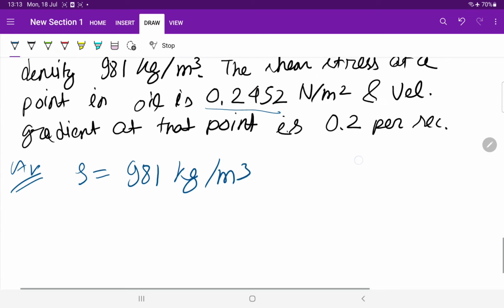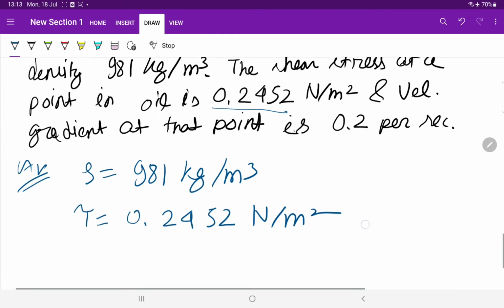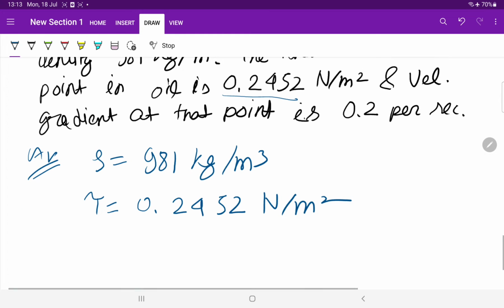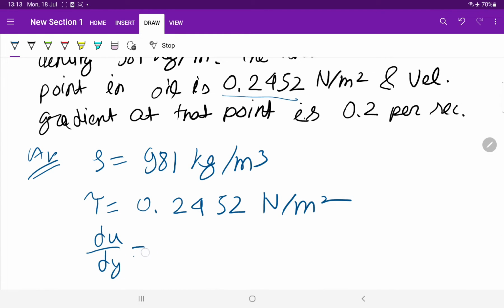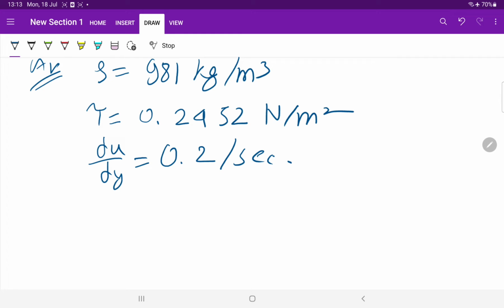And then the shear stress at a point is written here. Shear stress is tau, and the unit is also given in SI, 0.2452 Newton per meter square. So no need to change it. And then the velocity gradient, which is du by dy, is 0.2 per second. So these three things are given here.